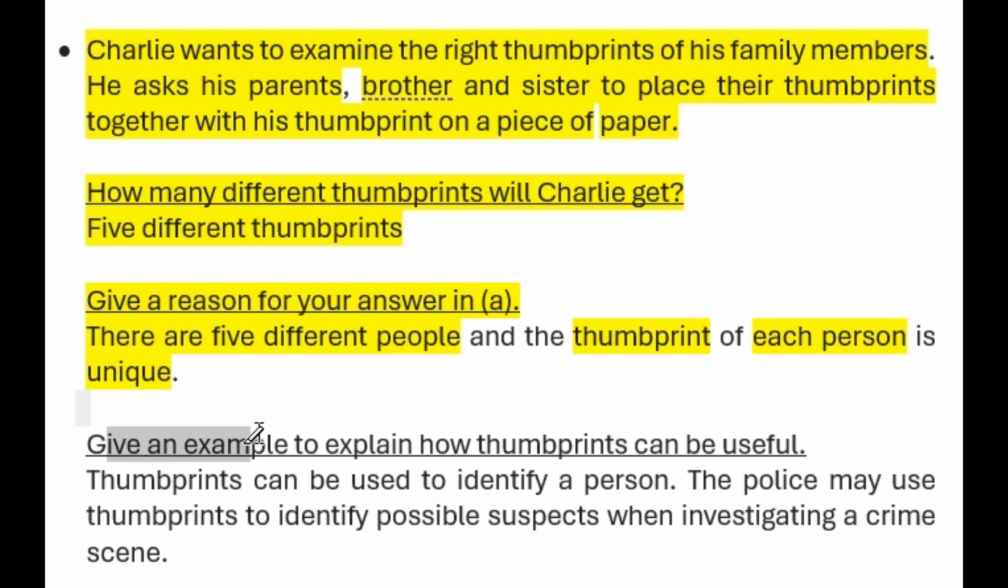Give an example to explain how thumbprints can be useful. Thumbprints can be used to identify a person. The police may use thumbprints to identify possible suspects when investigating a crime scene.